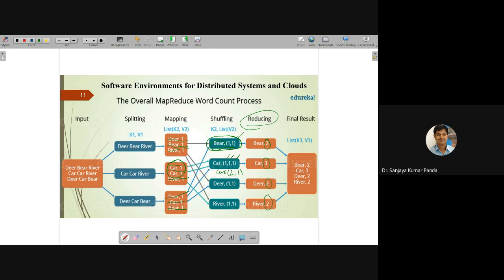So after merging, the final result is determined by merging all the occurrences of each and every word. So you will return B is 2 times, C is 3 times, D is 2 times, and R is 2 times. Okay. So in this way, the MapReduce framework works.